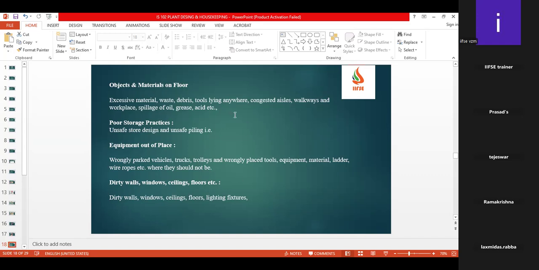And tools lying here and there means they have not designated any place for them. Then congested aisles, in the sense of walkways or pathways or gangways. There are different words we use: aisle, walkways, gangway, everything is the same. And spillage of oils, grease, and acids, etc. And poor storage practices, unsafe store design, and unsafe piling, in the sense of stacking one on one.